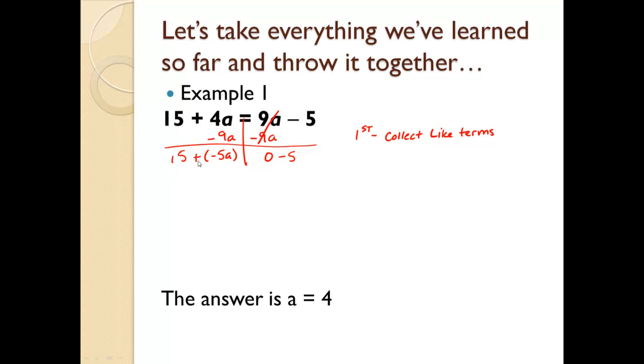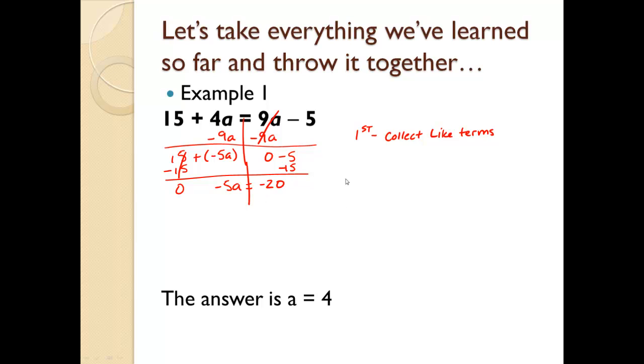Now you could have done 15 minus 5a, whichever you prefer. It doesn't matter to me as long as you know that this is a negative number. Okay, your next step is going to be to move your 15 over to the other side by zeroing it out on this side and subtracting 15 over here. Okay, this becomes 0. You still have your negative 5a over here. And then negative 5 and negative 15 is negative 20.